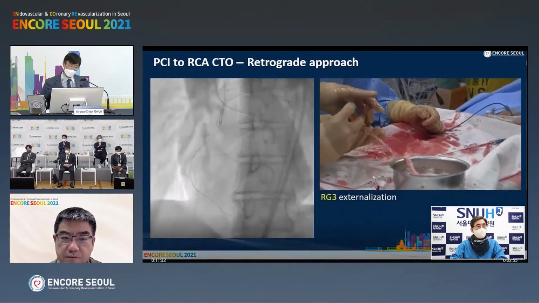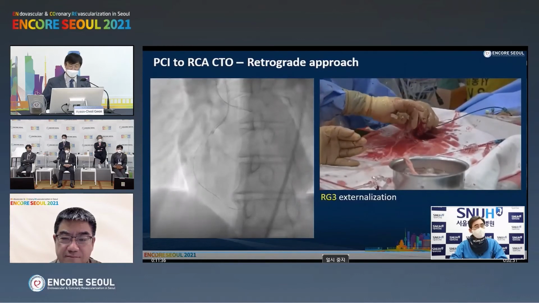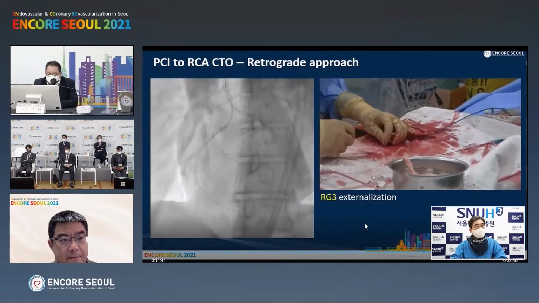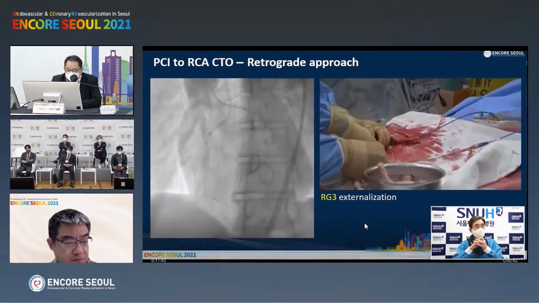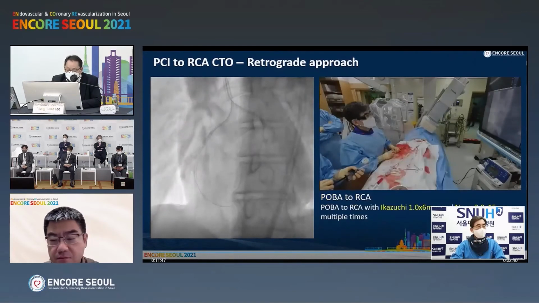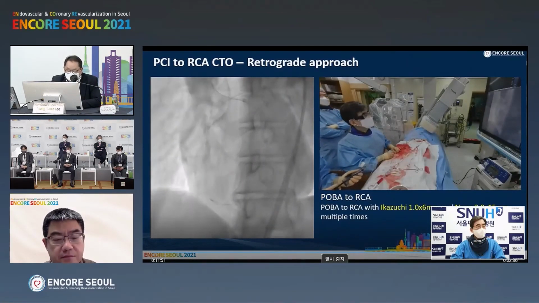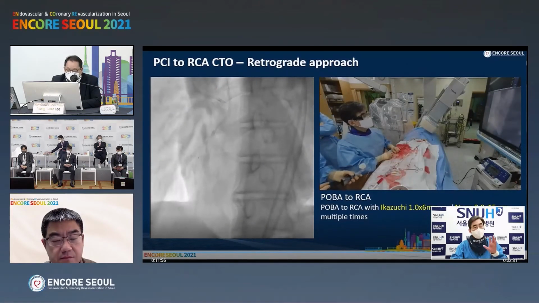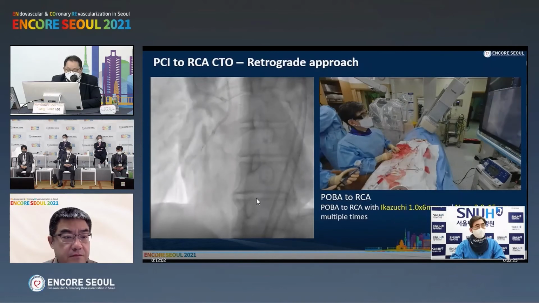Okay, anyway, Dr. Kim, if the length of the UB3 guide wire is enough for externalization through the antegrade and retrograde catheter, I recommend... No, UB3 cannot be externalized on both sides.